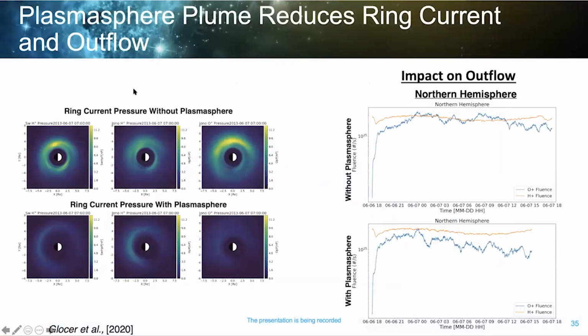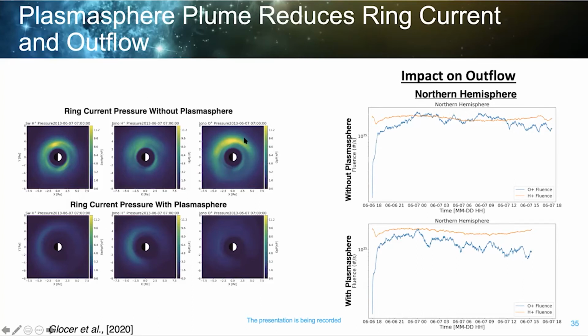So for example, if you look at the ring current here on the left, on the top, I'm showing the ring current pressure in the equatorial plane for solar wind protons, ionospheric protons, and ionospheric oxygen without a plasmasphere on the top, and then with the plasmasphere on the bottom. And what we find is that the ring current intensity is significantly reduced when we include the effect of the plasmasphere. And this is largely because we're reducing the efficiency that we can transfer solar wind energy into the magnetosphere. And that's going to reduce the ring current buildup. But it's also going to change the composition in the ring current.